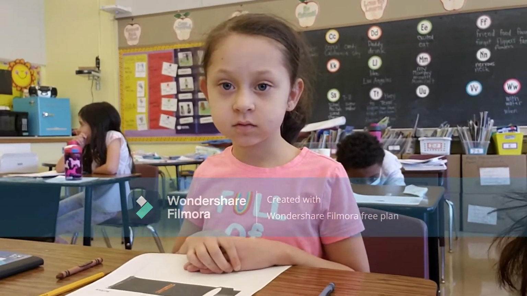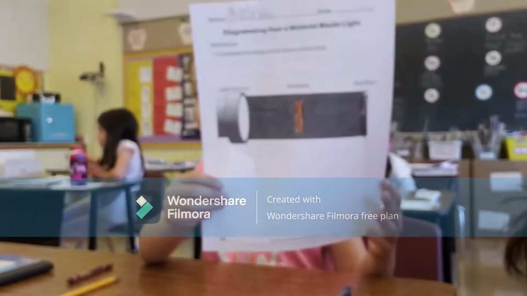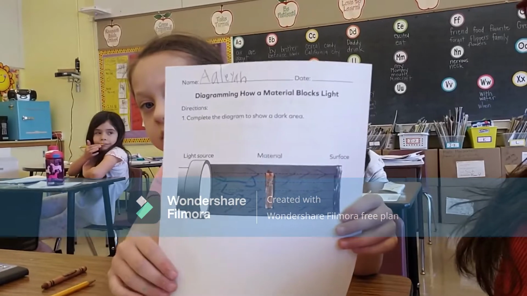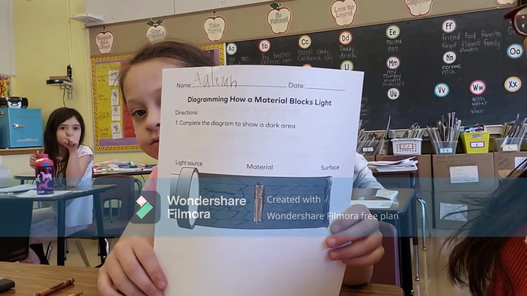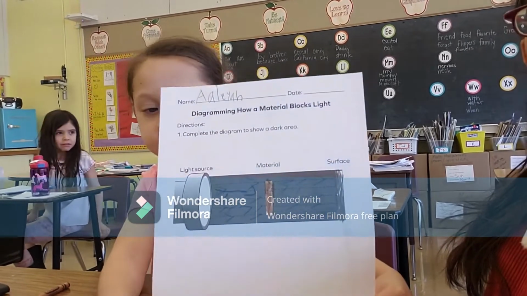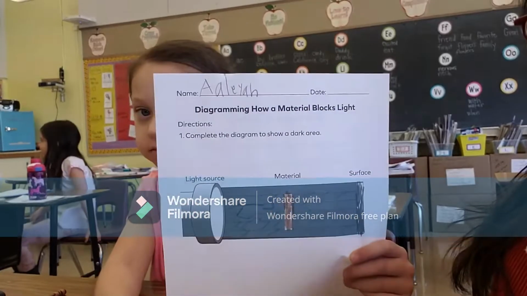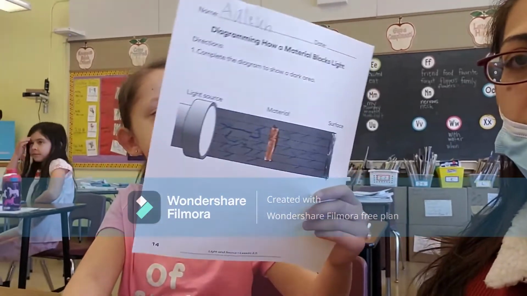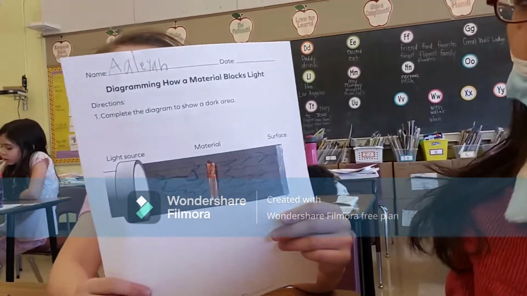Alright, Alia, can you show me the worksheet right now, what you did? Alright, so the arrows are showing the light, and that is the brown in between, and at the end you did the dark to make the area darker. Alright, great.